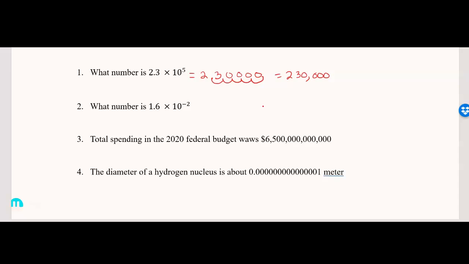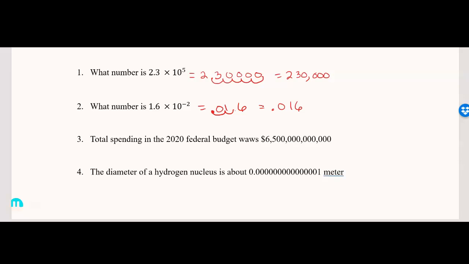Number 2. What number is 1.6 times 10 to the negative 2? I start off writing my number. The negative 2 tells me I'm going to move to the left 2 decimal places. So 1, 2. That's where my 0 goes. Cleaning this up, my number would be 0.016.